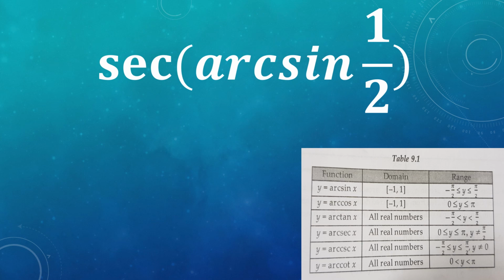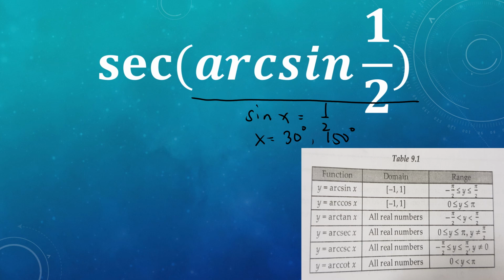Let's have another example. Secant of arcsine 1 over 2. We're going to start by answering the innermost, which is this one. So let's find sine x is equal to 1 over 2. We think of the angle measure that satisfies the given equation. The angle measures that satisfy the given equation are x is equal to 30 degrees and x is equal to 150 degrees. Why? Because sine 30 is equal to 1 half, and sine 150 is also 1 over 2.